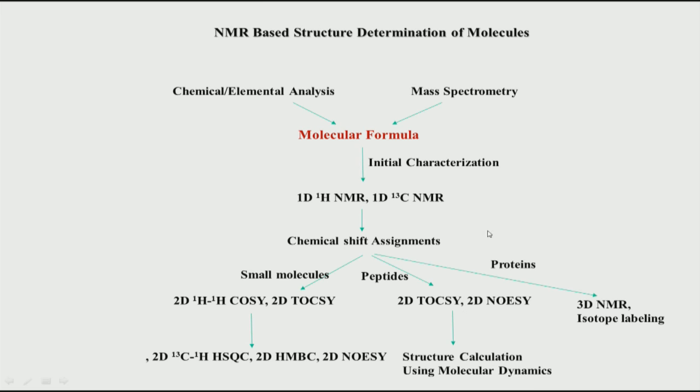When you go to proteins, which are bigger molecules, 2D NMR is not going to be sufficient. We have to go to even higher dimensional spectroscopy, that is 3D NMR, and not only that, we need special sample preparation by doing what is known as carbon 13, nitrogen 15 labeling. But we are not going to go into details of that particular aspect. So, the whole course is only focused on small molecules and peptides. Now, we will focus on how we can assign and get the structures of peptides with 2D NMR.